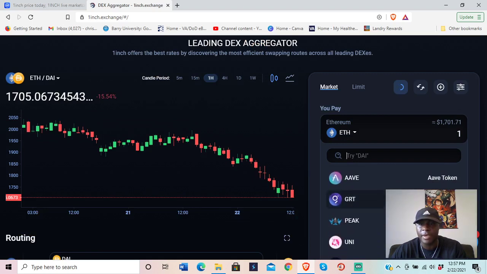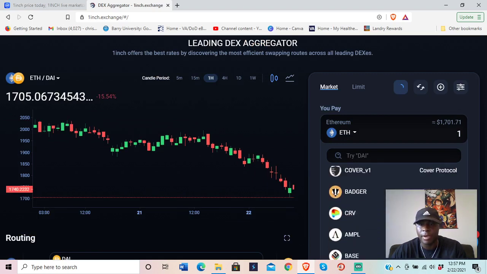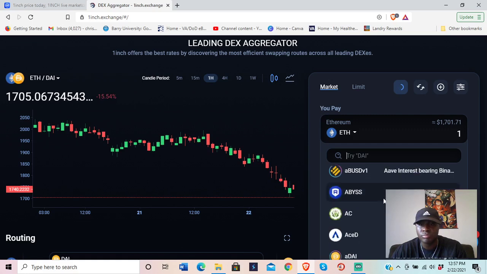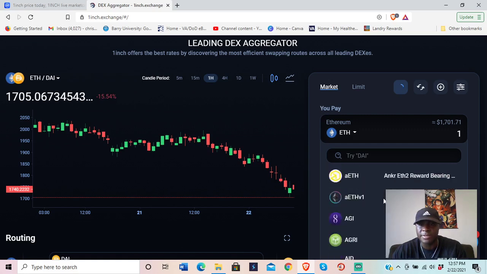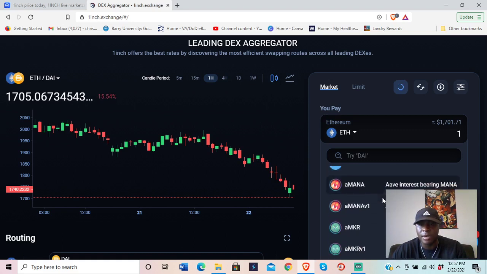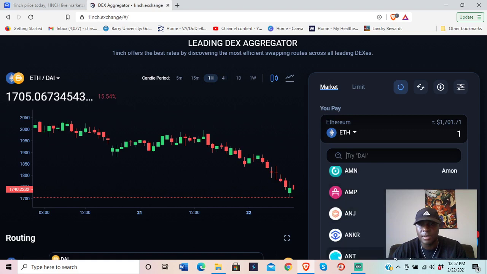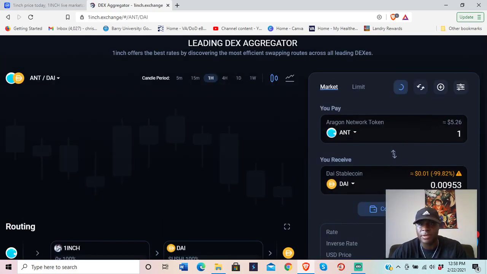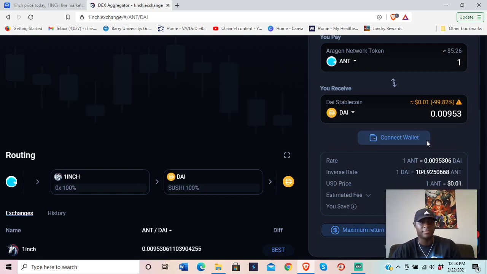Okay, Aave. Okay, so let's take a look at, I'm making this way too complicated, I know, sorry. Aragon or ANT. Why not? I just chose it. Okay. So it's saying what it is for one token, what the stablecoin is, and you can connect your wallet here. Obviously, you can see the rates and everything else in between.